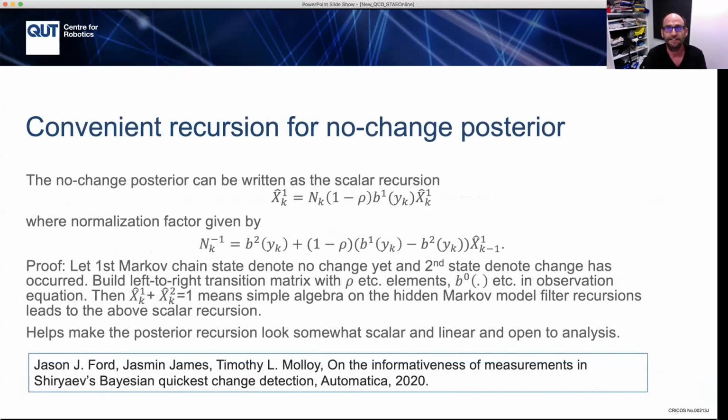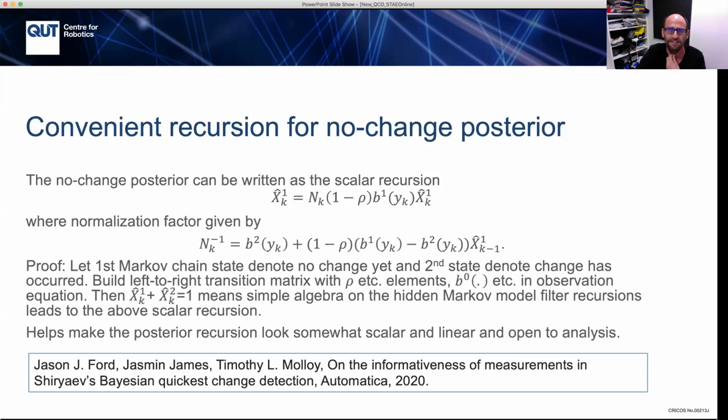All right, it turns out that you can write a convenient recursion for that no change posterior that may or may not surprise you, and you can write it as written in that first equation up here. And I've got little proof steps here, but you encode it as a hidden Markov model. Because the hidden Markov model only has two states, it turns out that's really just one state, because the two states have to sum to the value of 1, and so you can rewrite these recursions. Why that is important is that it starts to look like a linear expression, right? And that opens it up for some analysis.